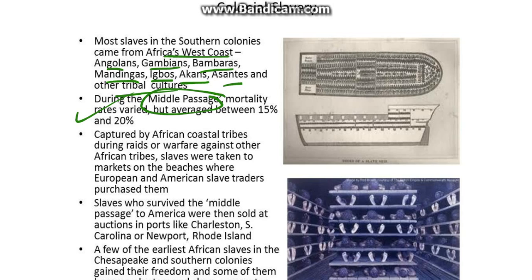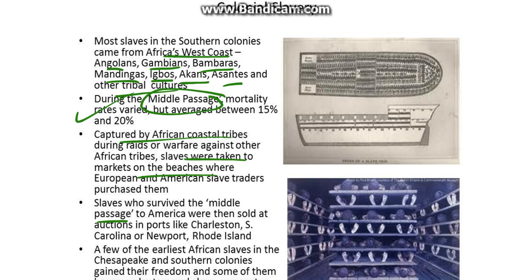The Middle Passage is the term used for the trip from Africa to the West Indies, which was the most difficult part of the passage. They were captured by African coastal tribes during raids or warfare against other African tribes. Slaves were taken to markets on the beaches where European and American slave traders purchased them.